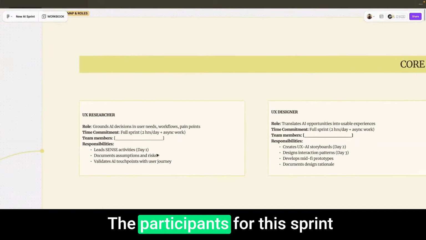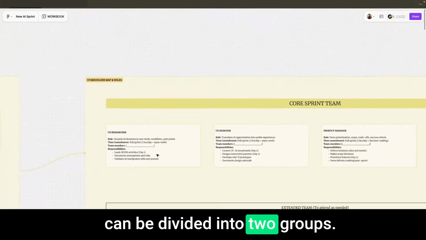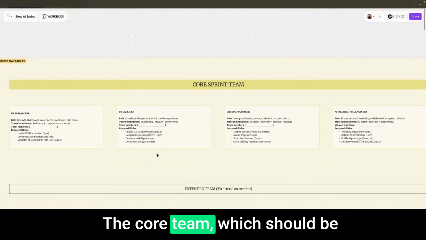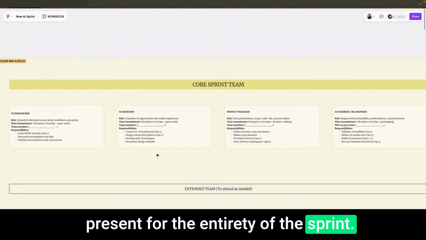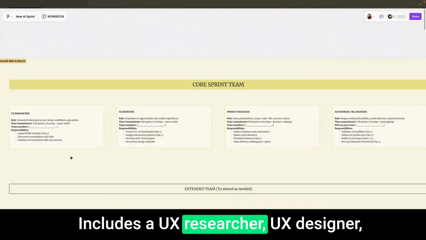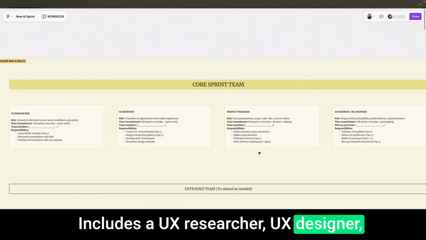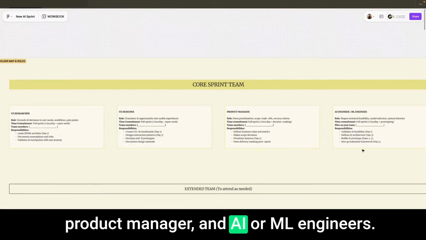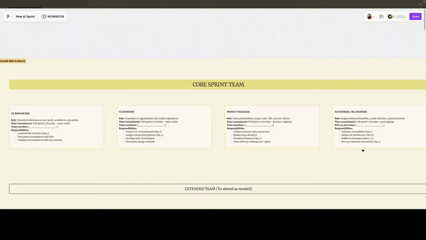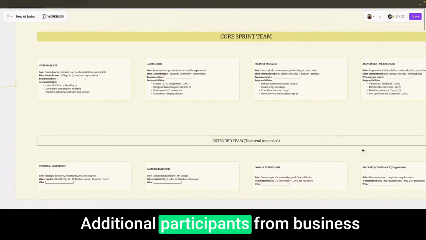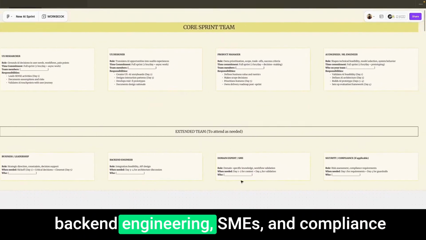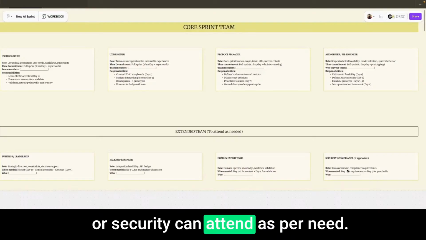The participants for this sprint can be divided into two groups. The core team, which should be present for the entirety of the sprint, includes a UX researcher, UX designer, product manager, and AI or ML engineers. Additional participants from business, backend engineering, SMEs, and compliance or security can attend as per need.